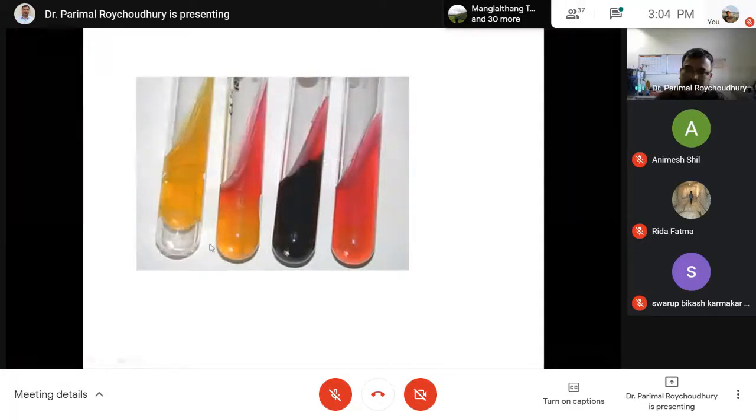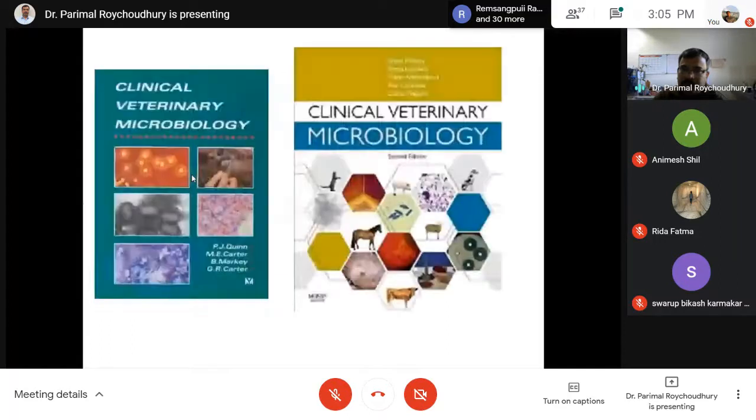And interestingly, certain bacteria which can form gas during the fermentation of sugar can be seen here. The medium may be pushed up or may get cracked. That indicates the bacteria have the ability to produce gas also. So these are the different biochemical tests that we use for identification of bacteria.